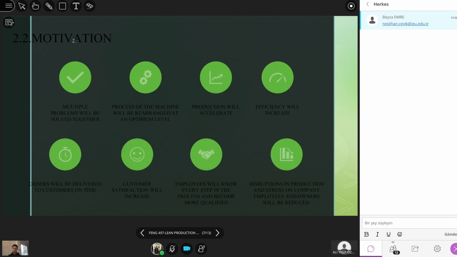I'm Yiğit. Now I will continue with the motivation part. This project has great importance because at the end of this project, multiple problems will be solved together. The process of the machine will be rearranged at an optimum level, and production will accelerate, efficiency will increase, orders will be delivered to customers on time, and customer satisfaction will increase. Employees will know every step in the process and become more qualified. And disruptions in production and stress on company employees and owners will be reduced.